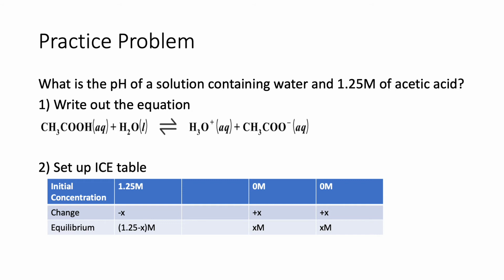This will leave us with final equilibrium concentrations of 1.25 minus X moles per liter for the acetic acid. We don't need to worry about the water again. And the hydronium and acetate will each have X moles per liter for their concentration at the equilibrium.